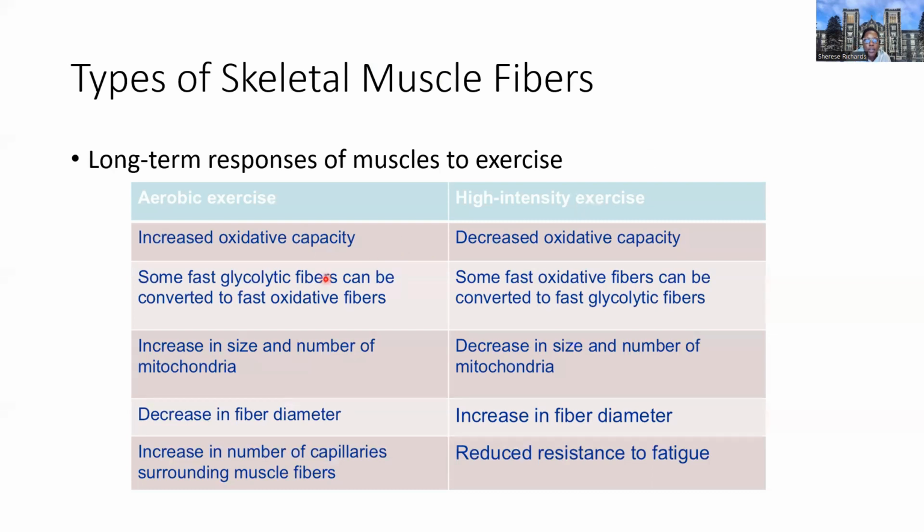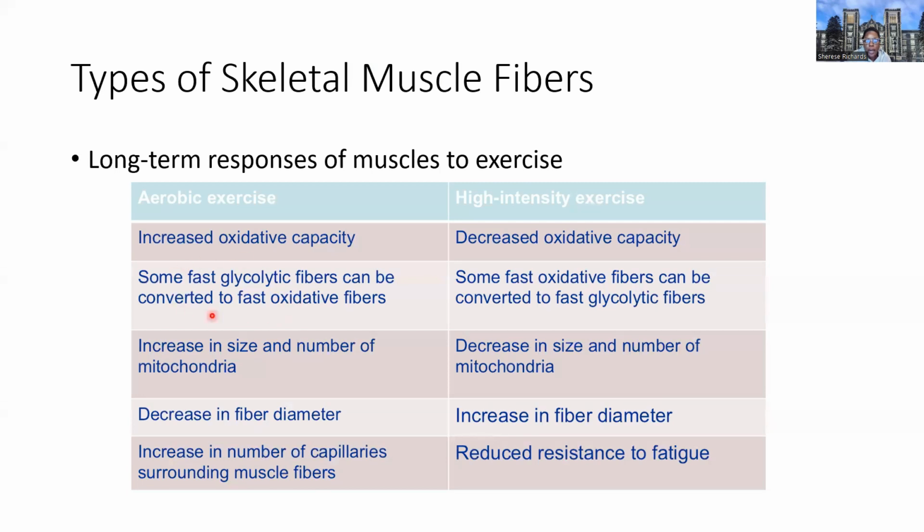They are going to still have some fast glycolytic fibers, but some of those can be converted to become fast oxidative. And so fast oxidative is still fast, but it's just more reliant on oxidative phosphorylation. So you're going to condition or convert some of those fast glycolytic to become fast oxidative.